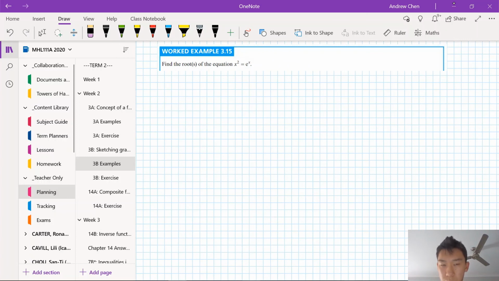Final example of this chapter. Hooray, can't wait. 3.15, find the roots of this equation. Okay, so if you want to find the roots, or the zeros or the x-intercepts of something like this, you just want to rearrange the function or equation so that one side equals 0. So essentially you turn x squared take e to the x, that's your function, and you let it equal 0, and now you can find out where it touches the x-axis. Alright, so let's just do this on the calculator.